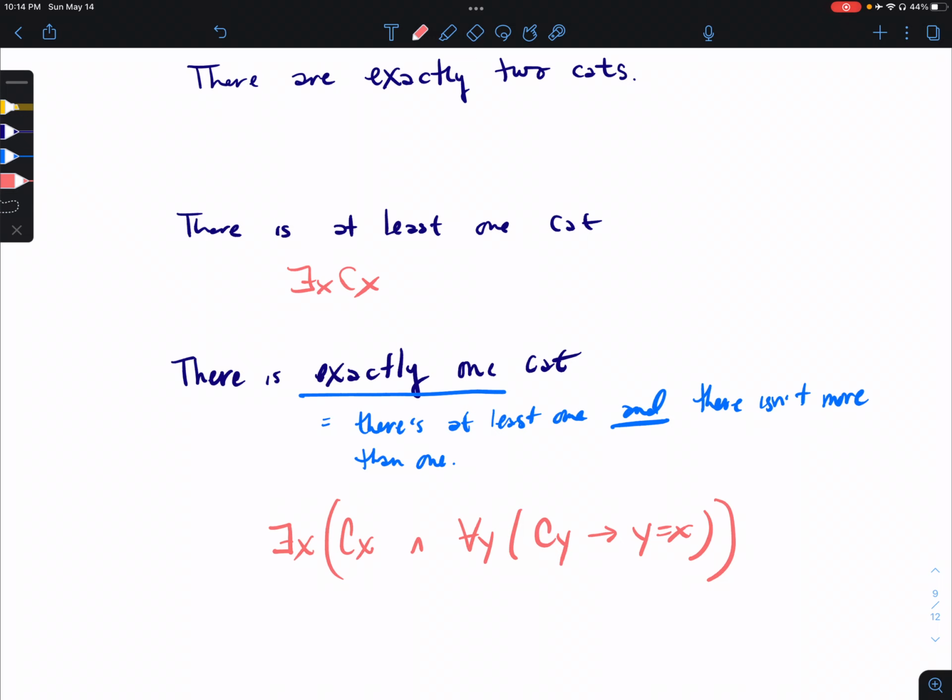First it says, well, there's at least 1, right? So there exists an X such that CX. That says there's at least 1. And it's the other half that says, and there's not more than 1. For everything else in the domain, if that thing's a cat, well, then it's just X. That's a way of saying nothing else in the domain is a cat that isn't X. As we'll see in another lecture, there are other ways to express this. This is just the way it's usually done. So this says, and there are no more.